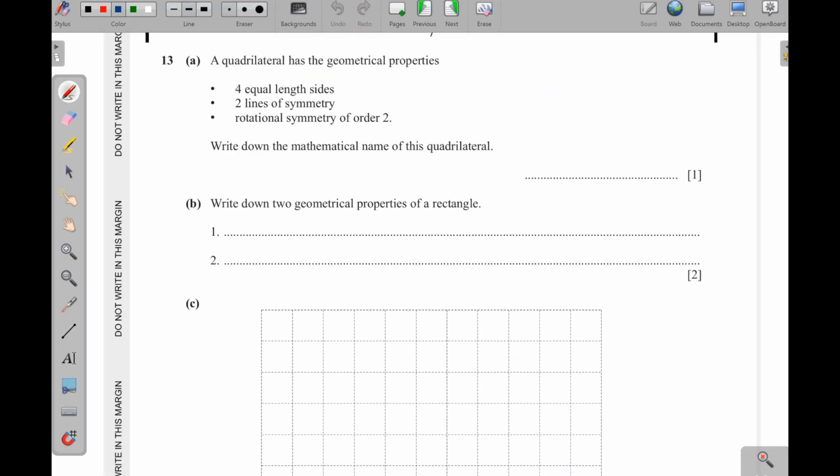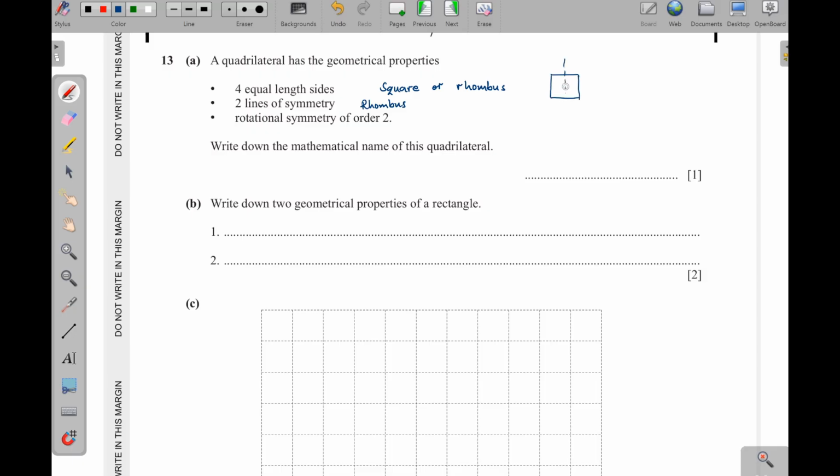Question 13 is coming from symmetry, part A. A quadrilateral has geometrical properties for equal side lengths. So for equal side lengths, this one can be a square or a rhombus. Square or a rhombus. Then 2 lines of symmetry, then that has to be a rhombus. Okay, that has to be a rhombus because a square has 4.